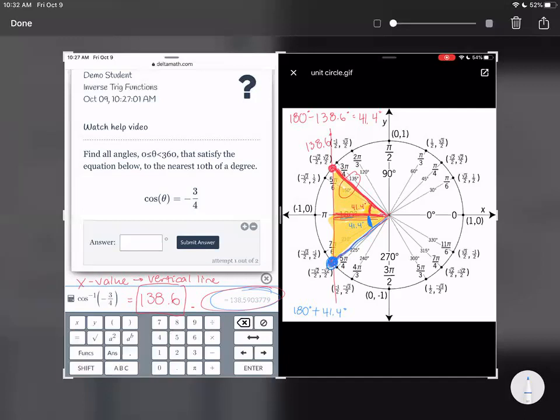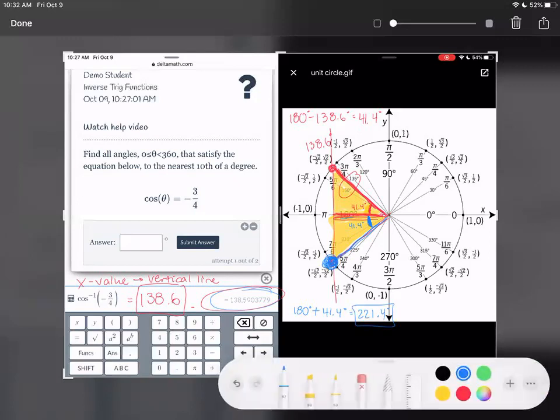And then that brings us to 221.4. So at this blue spot over here, our angle is 221.4. So that would be our second answer. Our first answer was the one the calculator gave us, which is 138.6. Our second answer is 221.4.